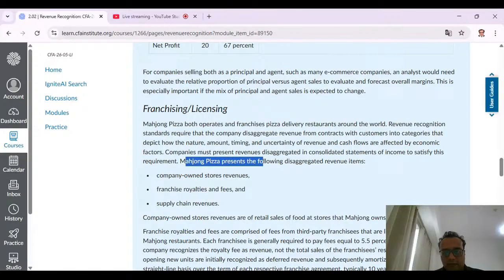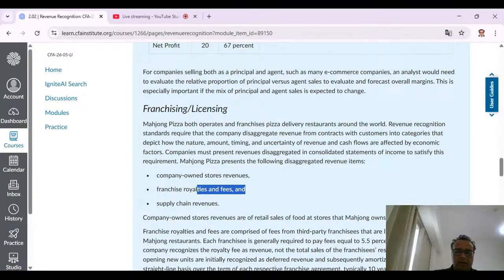The pizza company represents the following disaggregated revenue items: company owned stores revenue, okay, how much revenue came from my own shops, franchisee royalties and fees, and supply chain revenue.